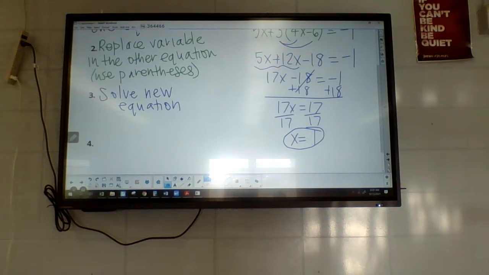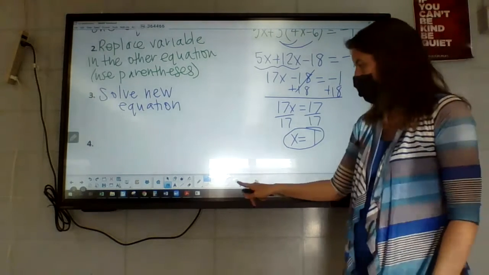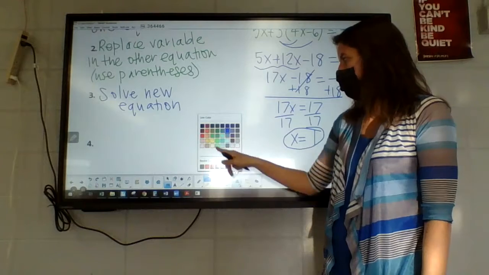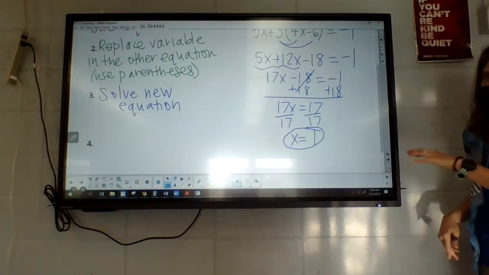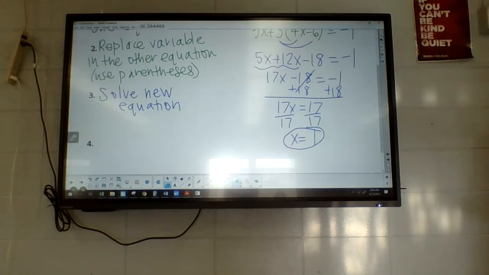So we found x. Why are we not done yet? Why do we still have step 4? What do we need to do? We still need to find our y value. We found our x, we still need to find y, because we need both x and y.